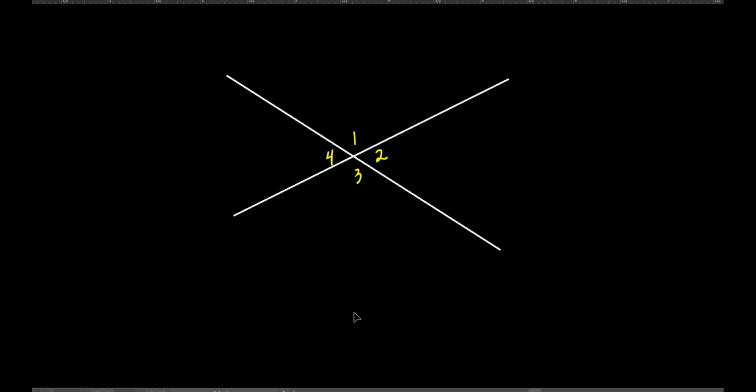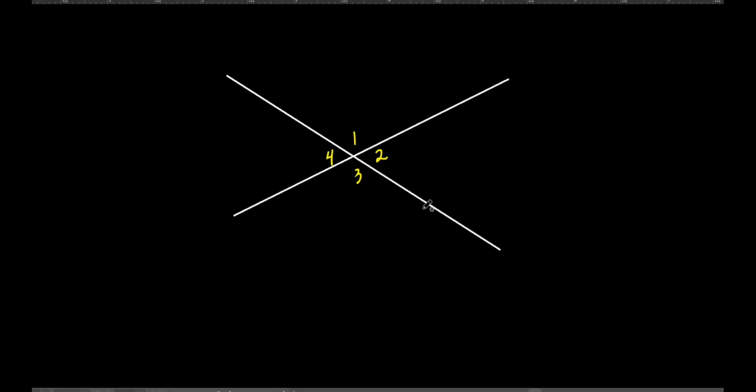Just to make it look like they're not all the same. Are all these angles the same? Is angle 1 equal to angle 2? There's no way, because what kind of an angle is angle 1? It's obtuse. What kind of angle is angle 2? It's acute. So is there any way an obtuse and an acute could equal each other? No.